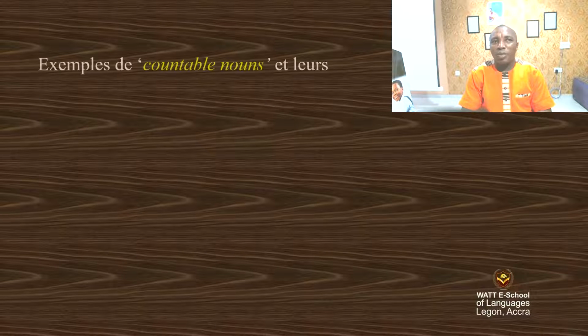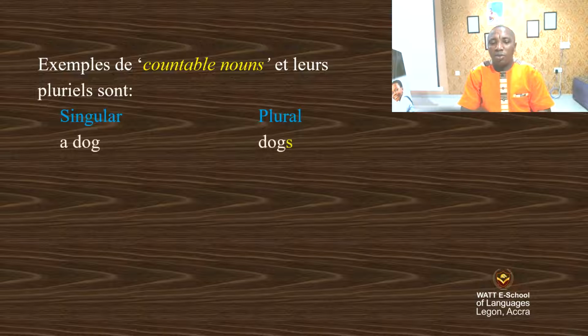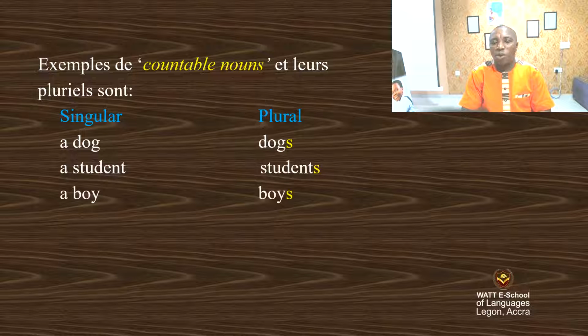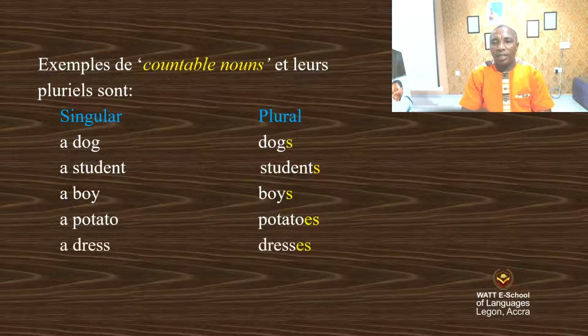Let's quickly have a look at some examples of countable nouns and their plural. So we have dog, a dog. In plural form, we say dogs. A dog, dogs. A student, students. A boy, boys. A potato, potatoes. A dress, dresses. An apple, apples. An egg, eggs.